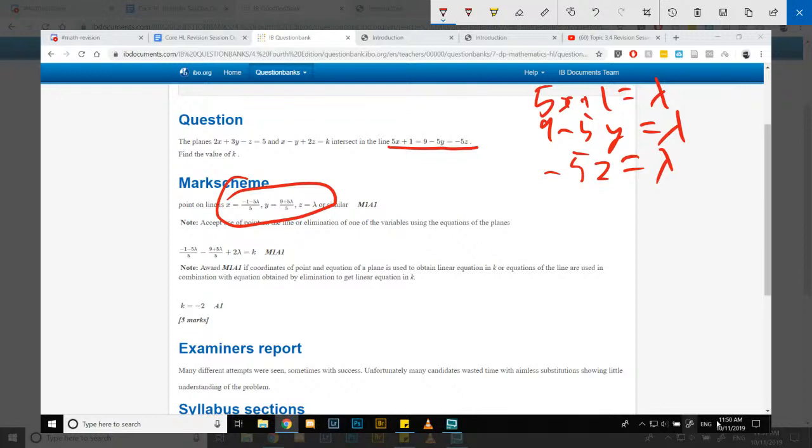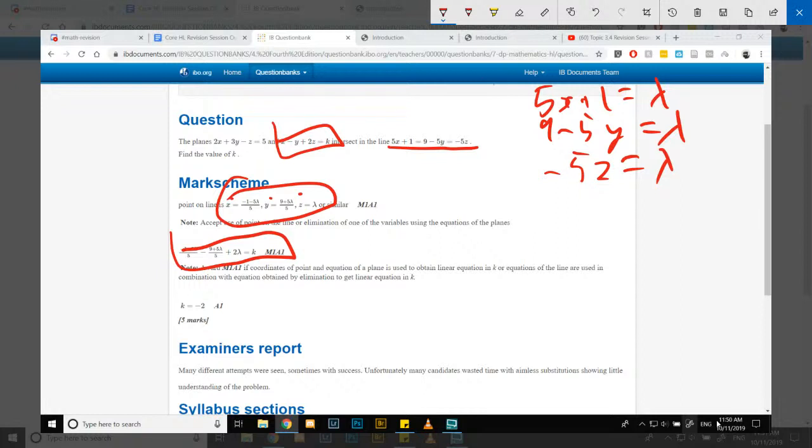Then they asked, what is the value of k? So what they can do over here is, let me think about this. So z is equal to, okay, cool. What they did is plug this stuff in. They looked at this equation, x minus y plus 2z equals k. In order to find k, they plugged in these values of x, y, and z into the original equation, and then found the value of k in terms of lambda.